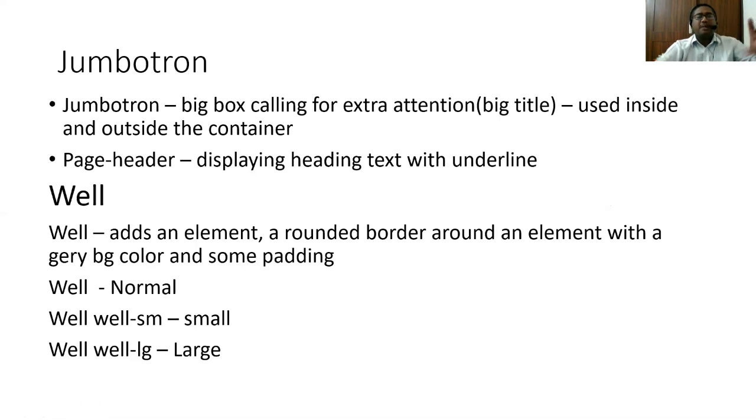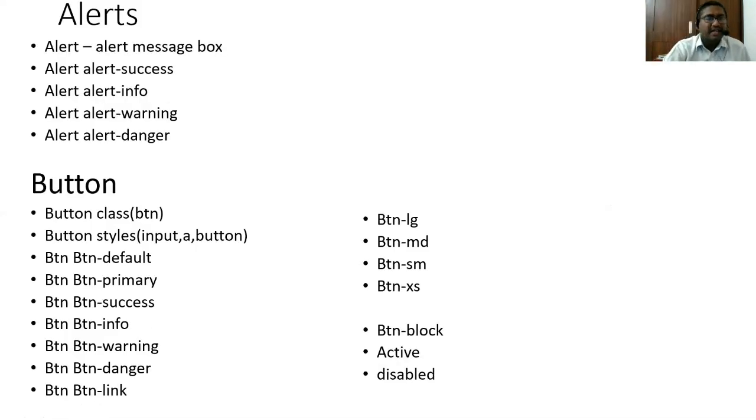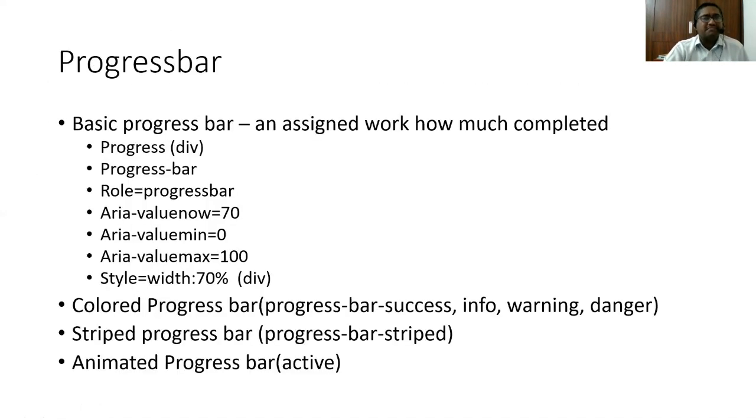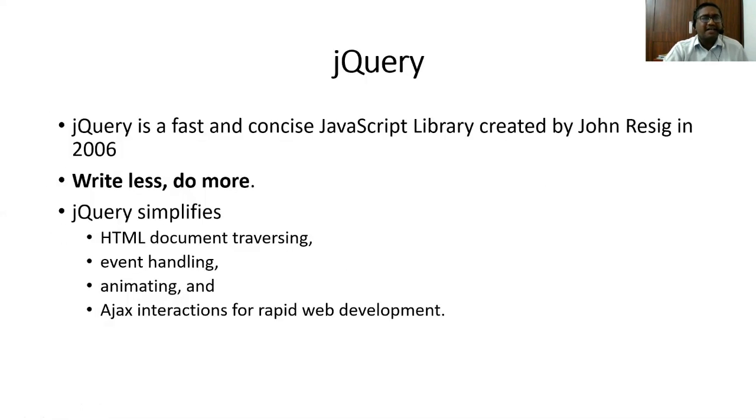The jumbotron, in the sense it will fix a major block over the first part of the container. So all will be maintained based on the container view tag we will be using. So through class we will use the jumbotron, that is extra big. It will be there like a heading. Now alerts, buttons, progress bar, etc. Later we will come across all those things.